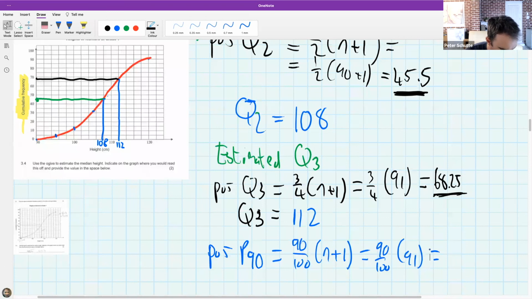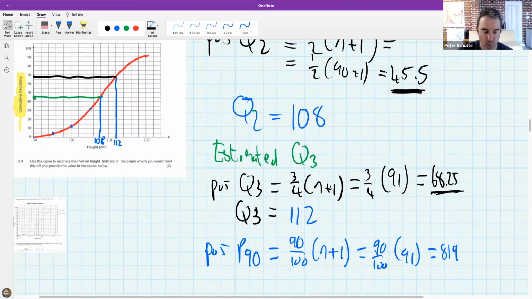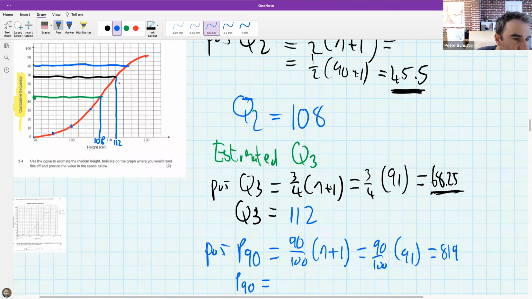The position I get is 81.9. Now, 81.9, or the 90th percentile's position, what would an estimated value for P90 be equal to? Well, I do the same approach that I've been using today. I find the position 81.9, which is about there. And I'm just going to draw a horizontal line across there, and then go down to there.